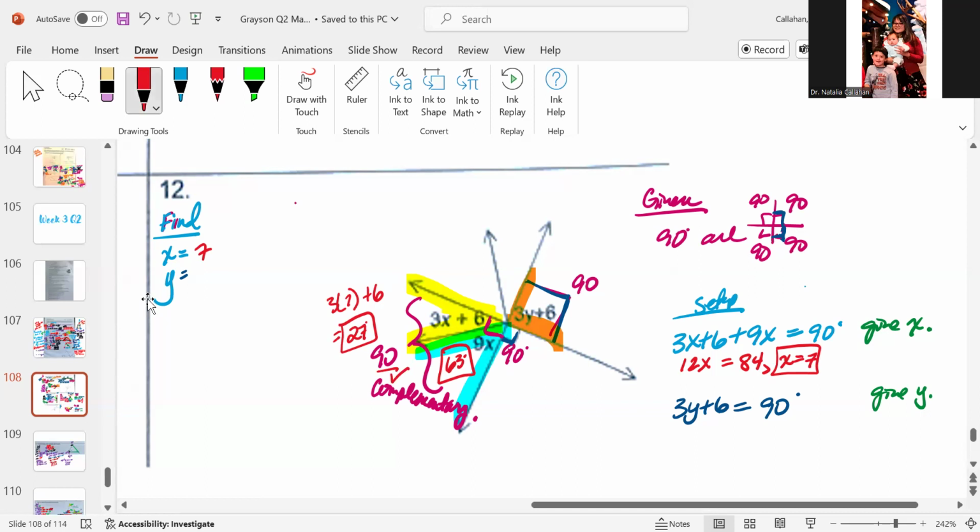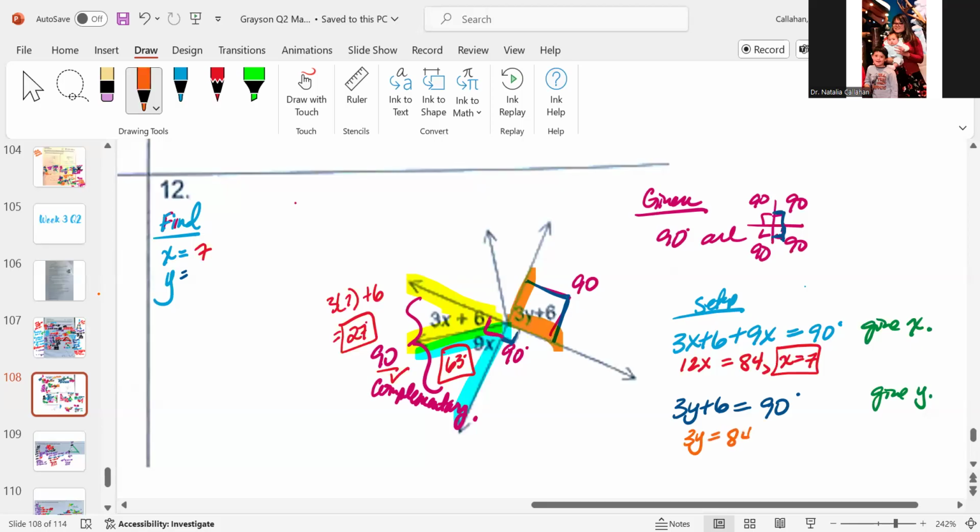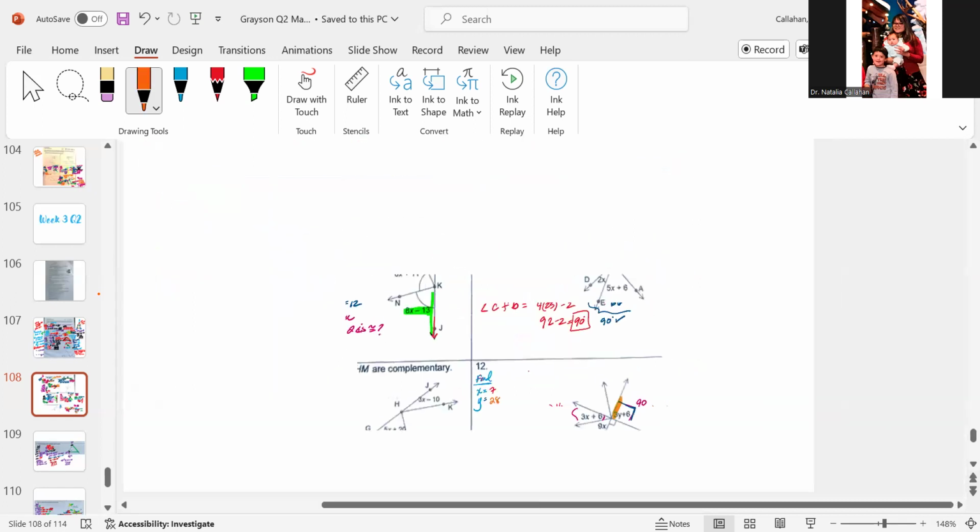Then for the y's, we set it up, so subtract the 6, it's 84. y equals 28. Not 28 degrees, just 28. If y equals 28, this angle right here is 3 times 28 plus 6. 84 plus 6, does it equal 90? Yes, it does. Okay, so that is going to be 90 degrees, right? And that's it. All right, so then let's go over the next one.